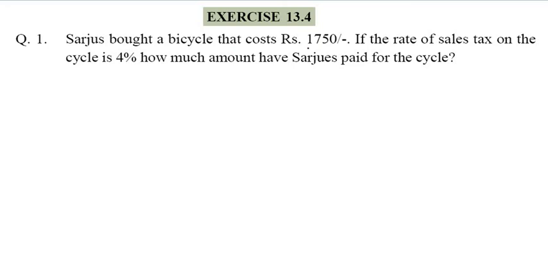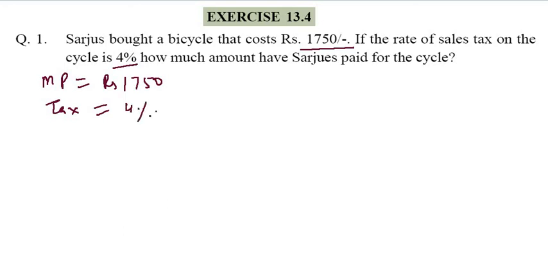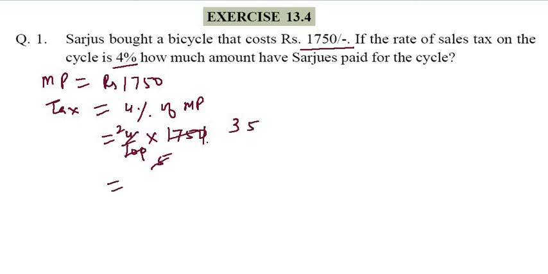Suraj bought a bicycle of cost 1750 rupees. If the rate of sale tax on the cycle is 4%, how much amount has Suraj paid for the cycle? So first of all, mark price. It is given as rupees 1750. Now the tax is given as 4%, 4% of mark price. So you have to write 4 upon 100 and into mark price is 1750. Now come to this one. 0 will be cancelled out, and 2 to the 4, and 2 5 the, and 5 here, 5 3 the, 15, and 5 5 the. So you can multiply to this one, 35 to the 70. So tax is given as this one, 70 rupees.